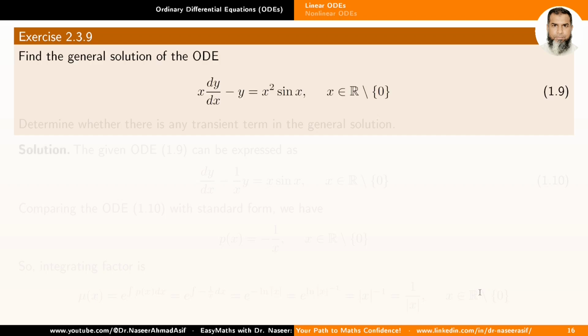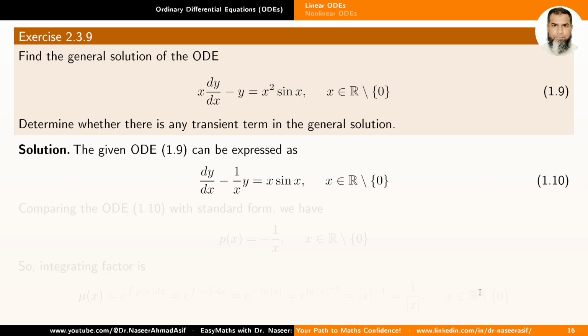Find the general solution of the ODE x dy/dx minus y is equal to x² sin x, where x belongs to R other than 0. Determine whether there is any transitive term in the general solution. Well, see solution. The given ODE 1.9 can be expressed as dy/dx minus 1/x y is equal to x sin x, where x belongs to R other than 0.